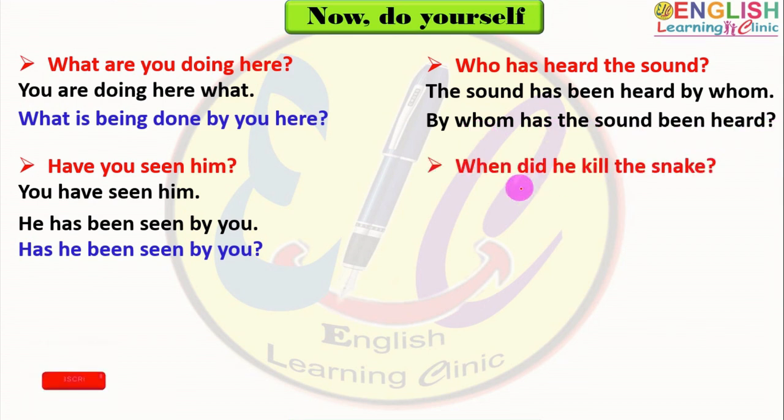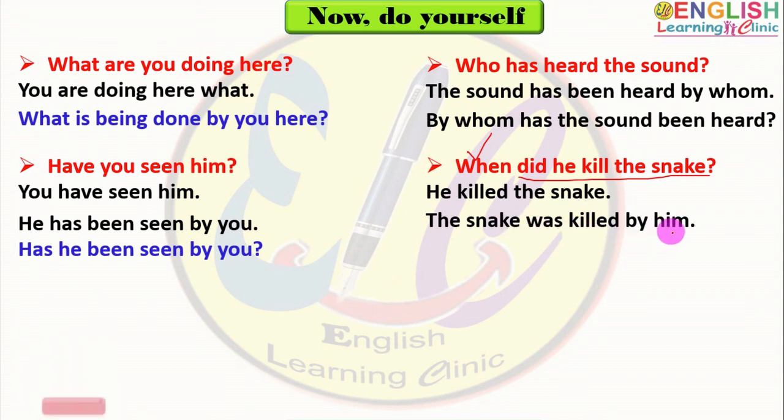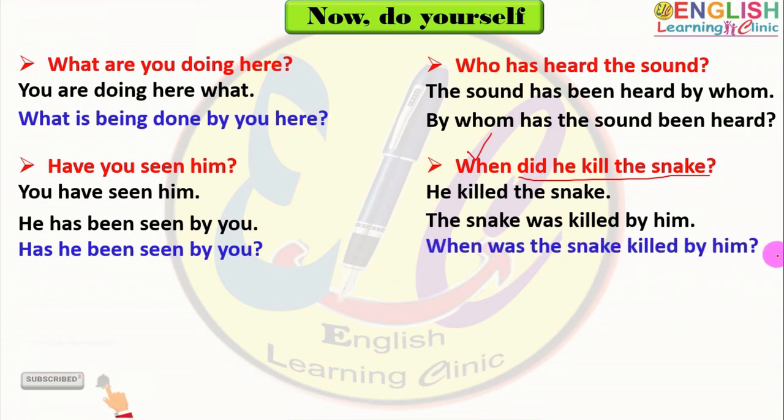Next, when did he kill the snake? Put aside the WH word. Next, make it assertive. He killed the snake. Change the voice. The snake was killed by him. Again make it question with the WH word at the beginning of the sentence. When was the snake killed by him?